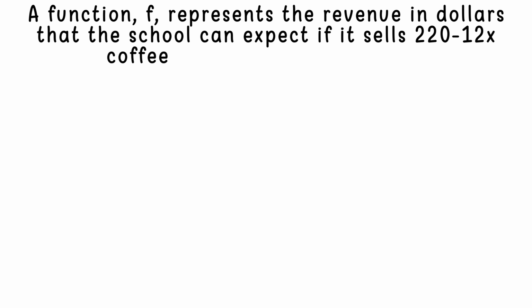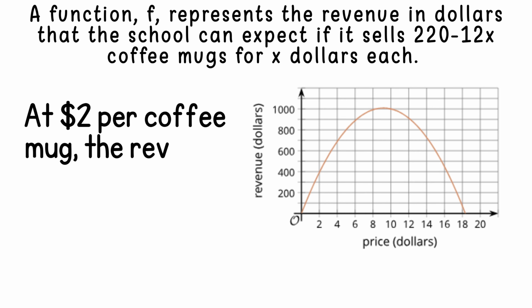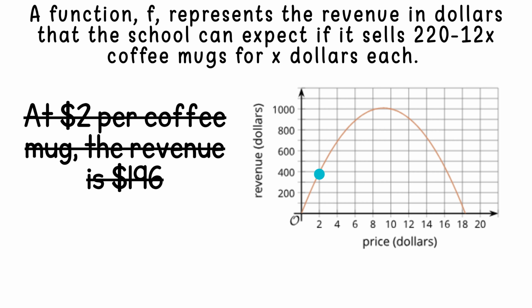In this example, a function f represents the revenue in dollars that the school can expect if it sells 220 minus 12x coffee mugs for x dollars each. Here's the graph that represents this situation. So I'm going to put up a few statements, and we're going to decide if they're true or false. The first one says that at $2 per coffee mug, the revenue is $196. So if we plot the point at $2 for a coffee mug, we go up to the graph where it's around 400. So this one's not true, since it's a lot higher than the revenue of $196 they asked us.